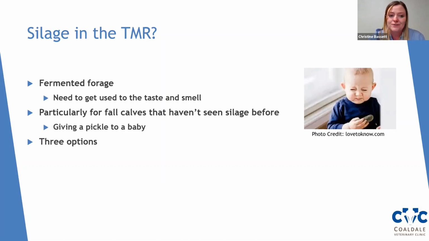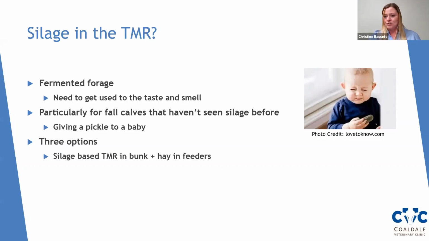So, 3 main options for introducing silage in a TMR. 1, you just put a silage-based TMR in the bunk and hay in the feeders, and survival of the fittest. Whoever can go to the bunk will go to the bunk. And then once the hay's out of the feeder, you hope that the ones that were staying at the feeders are going to move over to the bunk with the rest of the cool kids.